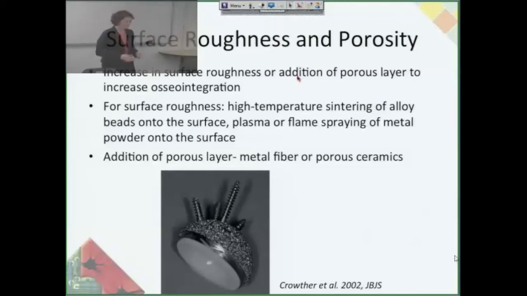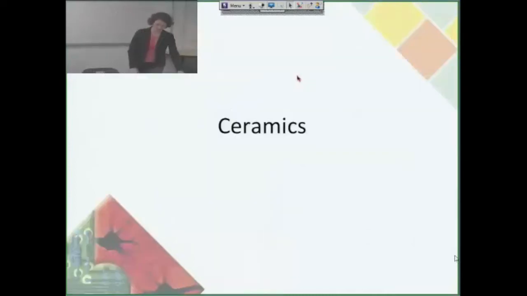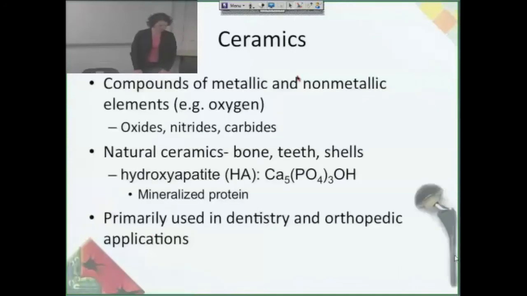So that brings me to my discussion of ceramics. Ceramics go hand in hand with metals because for orthopedic implants, they are used together. Ceramics contain metallic ions. They're compounds of metallic and non-metallic ions, usually oxygen. So we talked about in metal implants where you have that oxide layer, that's sort of like a ceramic layer that's protecting it from corrosion. So ceramics are naturally extremely corrosion resistant, which is why they make great coatings for metals.